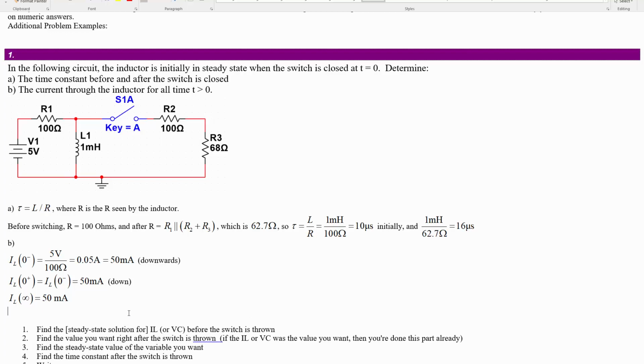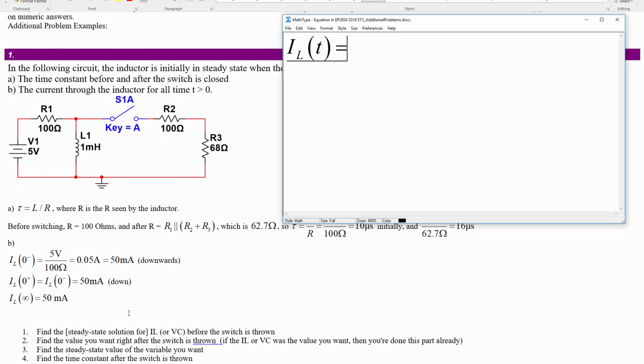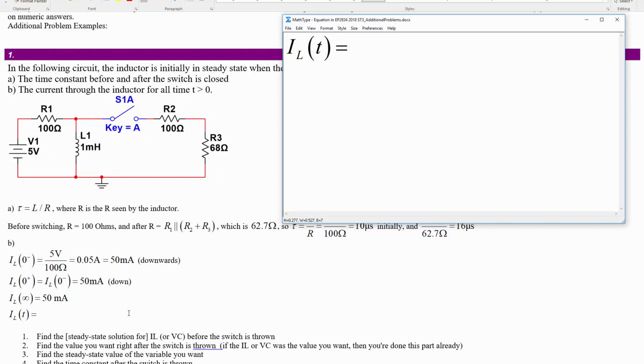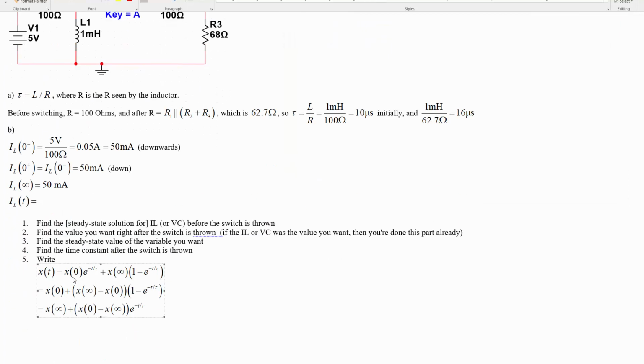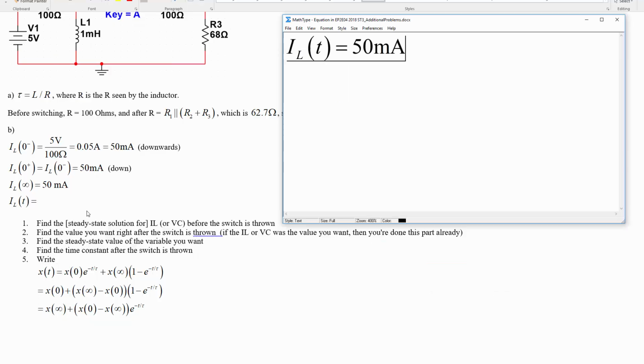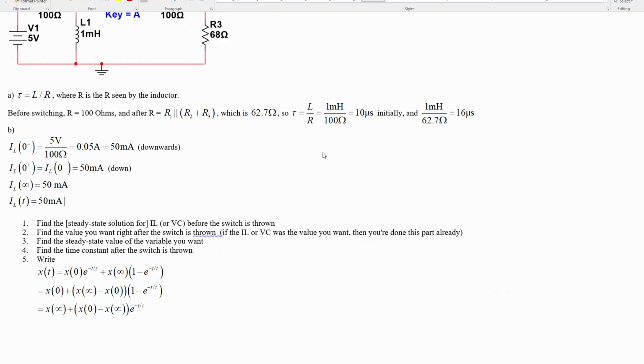So that means IL at all time here is, you could use the formula if you like, 50 milliamps plus 50 milli times 1 minus e to the negative t over tau, but then the exponential parts cancel. Or viewing this formula, this term goes away, so we just have 50 milliamps either way. 50 milliamps down for all time.